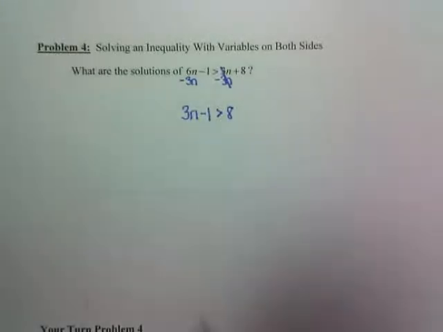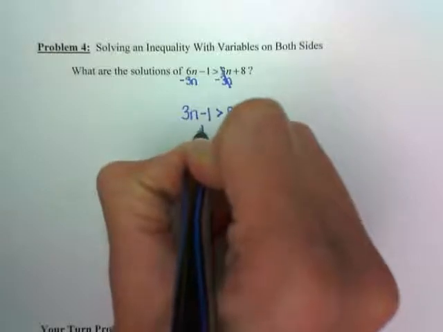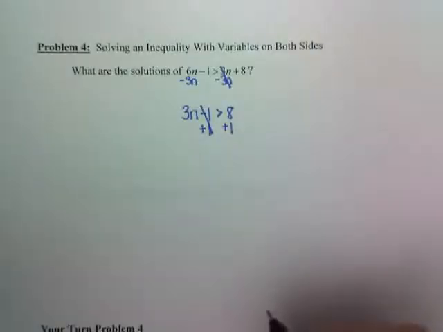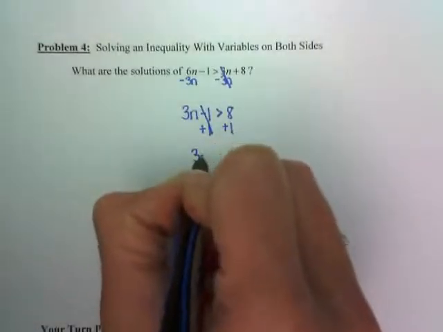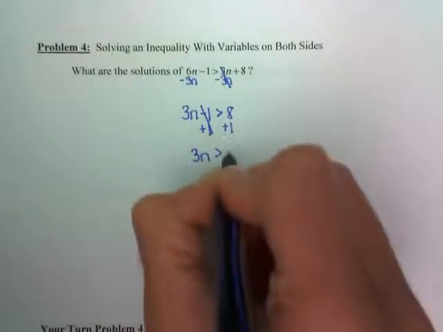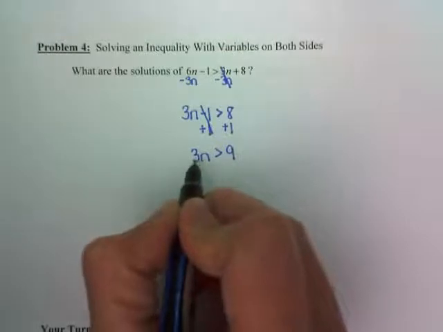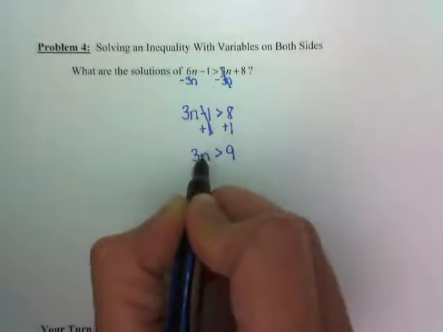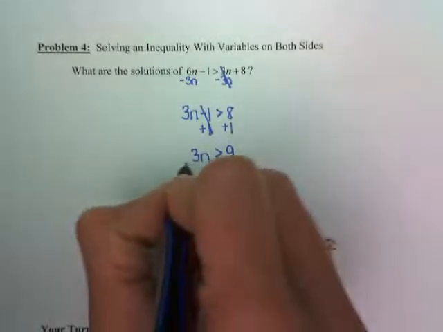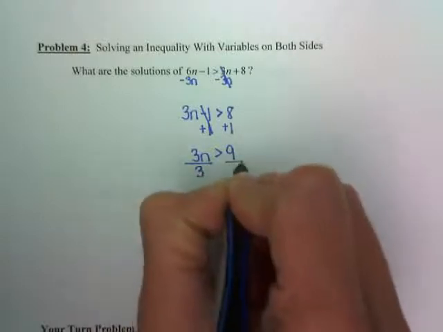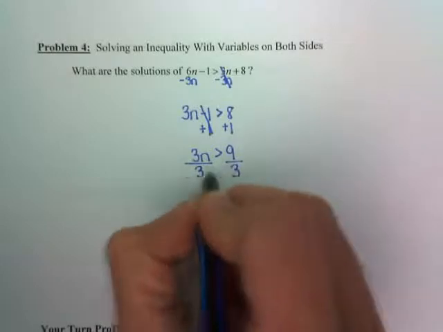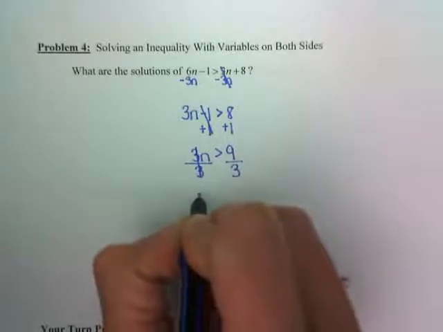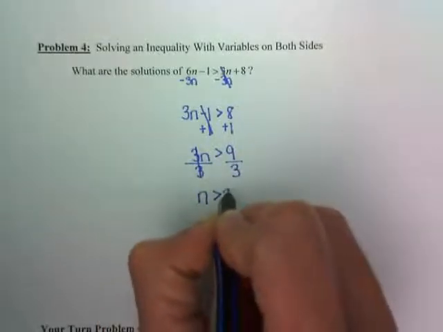So what's the first thing we're going to do? Well, the inverse of subtracting 1 is to add 1. So this gives me 0. That's the reason we do the inverse there. So 3n is greater than 8 plus 1, which is 9. And 3 is attached to n by multiplication. Since we want the n by itself, we need to break these apart. So the inverse of multiplying by 3 is to divide by 3. Notice I'm dividing both sides by a positive number, so it will not affect my inequality symbol. So n is greater than 3.